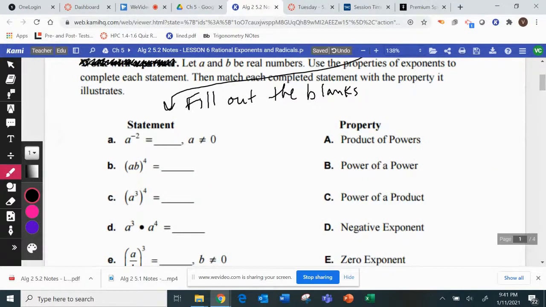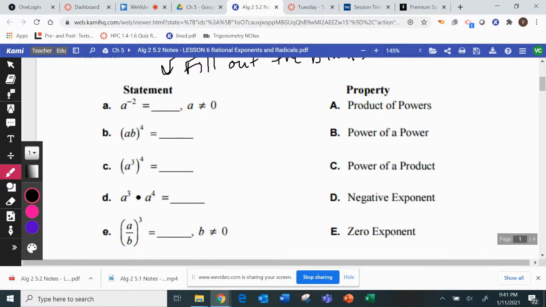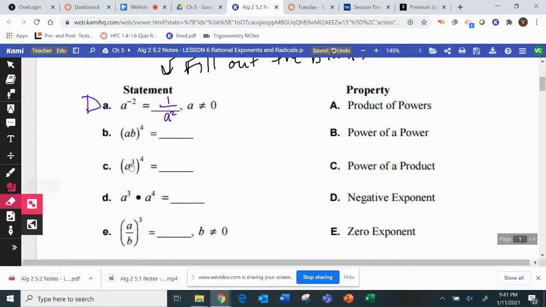Okay, hopefully you filled all these out. I'm going to go over the answers, see how you did. Question A: A to the negative 2 is the same thing as 1 over A to the second, and that is negative exponent, D. Question B: AB to the fourth. Well, we're going to have A to the fourth and B to the fourth. This is a power of a product. So we start with a product and we do a power to it. Power of a product is C.